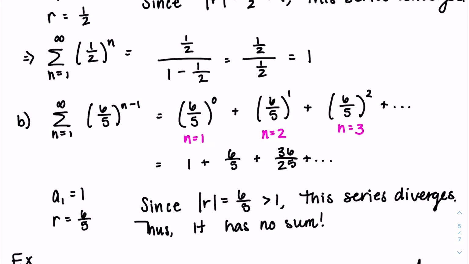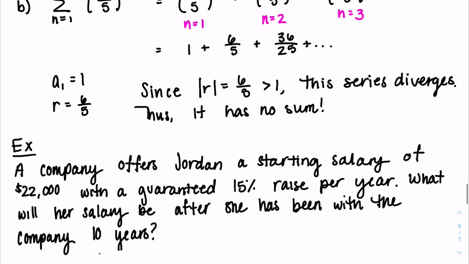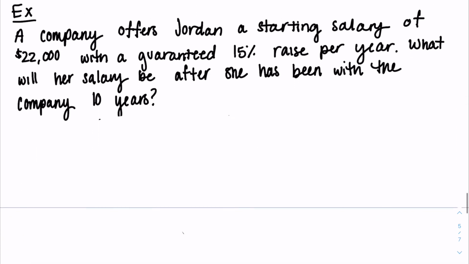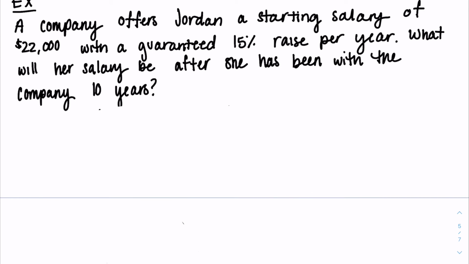Okay. So the last thing we're going to do is see an application of something that's geometric in real life. You might be guaranteed a certain raise every single year, whether it's for cost of living, you get a 1-cent raise, or this person's going to get a pretty hefty raise each year, but it's all going to boil down to it being a geometric sequence. So a company offers Jordan a starting salary of $22,000 with a guaranteed 15% raise every single year. What will her salary be after she's been with the company 10 years?